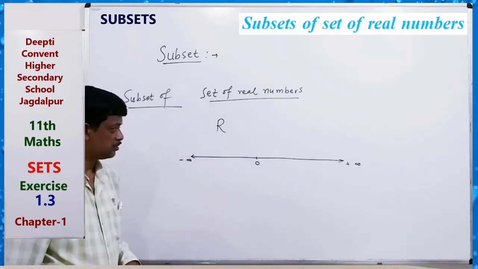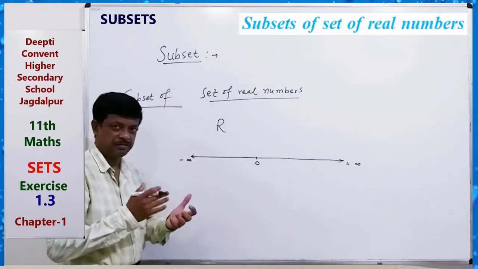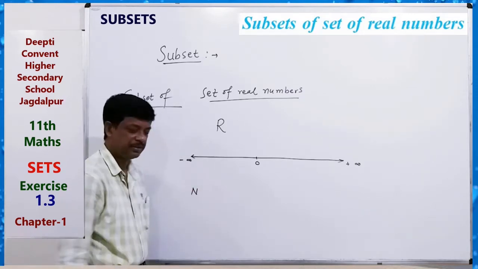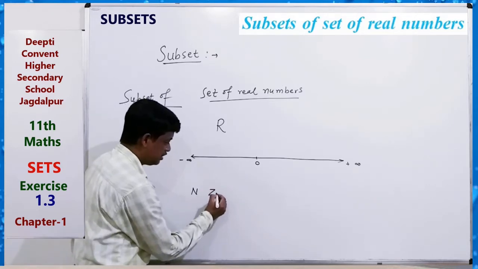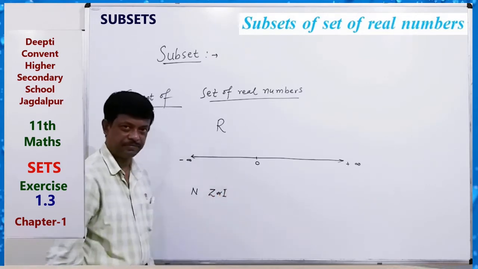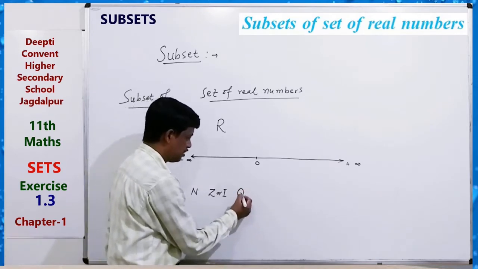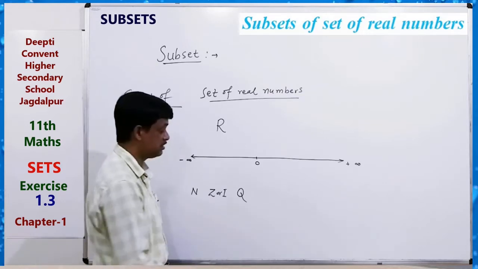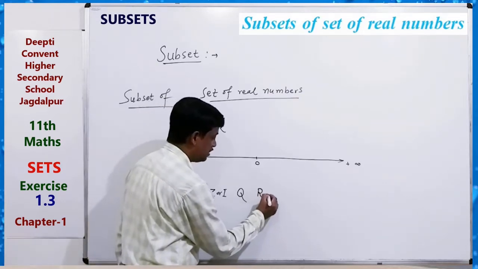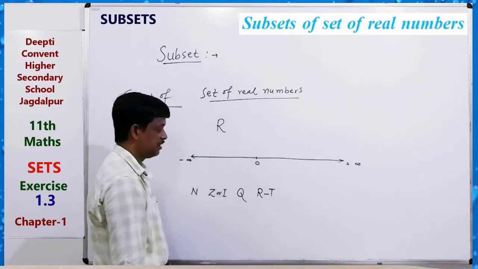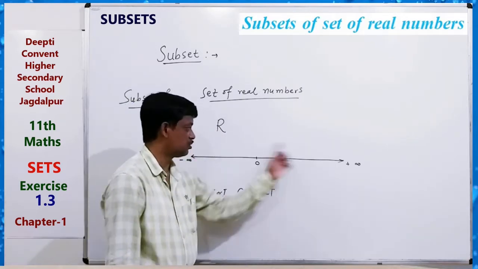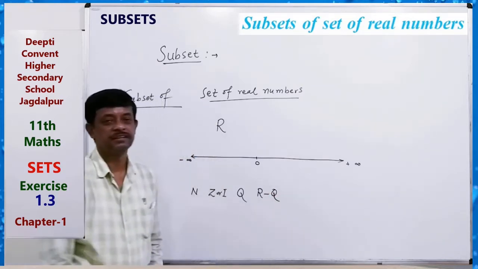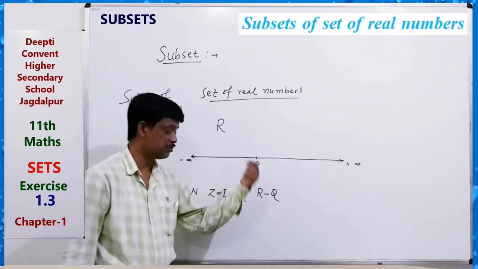Okay? So generally we know the basic sets. First is the set of natural numbers, and then the set of integers, Z or I, we write for that, and then rational numbers, and then numbers other than rational, that is denoted by R minus Q, means the whole set of real numbers minus rationals, there are irrational numbers also present there.